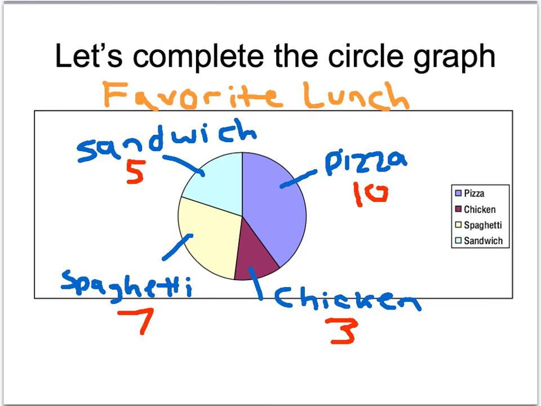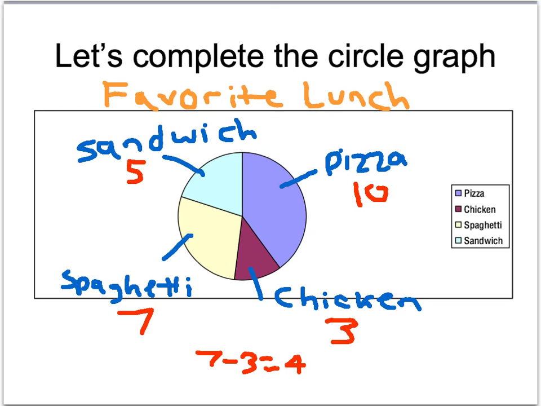You could answer different questions about these circle graphs. For instance, you could say, how many students liked pizza and sandwiches the most? At that point, you would look at the 10 plus the 5, and then you would say, 15 students. Or you could say, how many more students like spaghetti than chicken? Then you look at your circle graph, you take 7, you subtract off 3, and you say 7 minus 3 is 4.